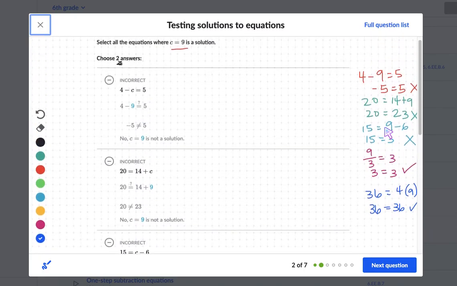Okay? So let me know if you have any questions as you work on these problems, but all you're doing is substituting it in, following order of operations if there's a lot of operations, and then you're looking for a true or a false statement. So the left side has to equal the right side to make it a true statement. It has to be equal. That's what the equal sign stands for.